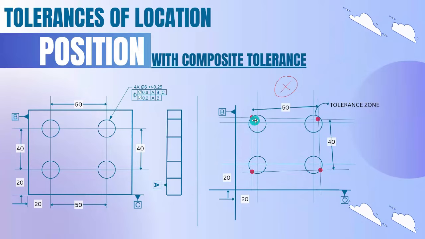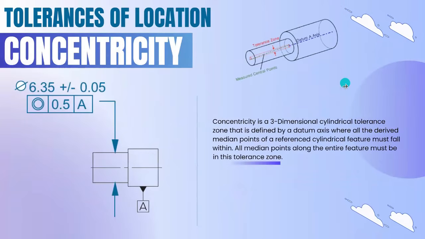Here you can see in this hole, it is inside this tolerance zone, but the deviation is on the left side. Here you can see the deviation is on the right side. So here it is breaking this pattern, so it is not allowed. So in composite tolerance, without breaking this pattern dimension, it can move inside this tolerance zone evenly. So that is the rule for composite tolerance.